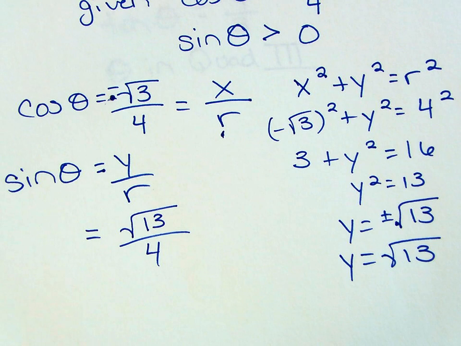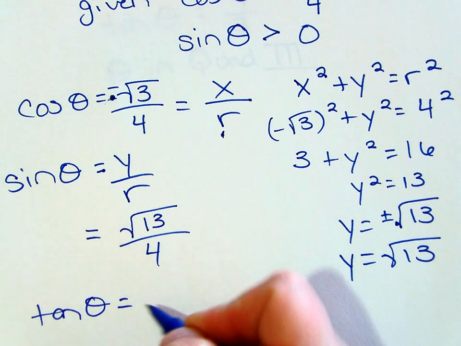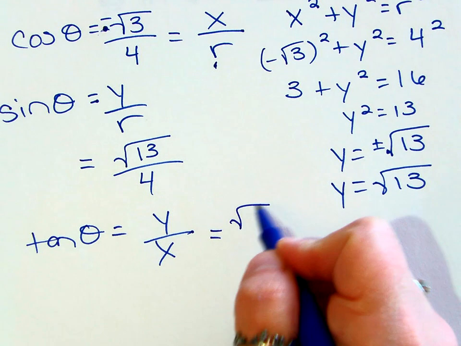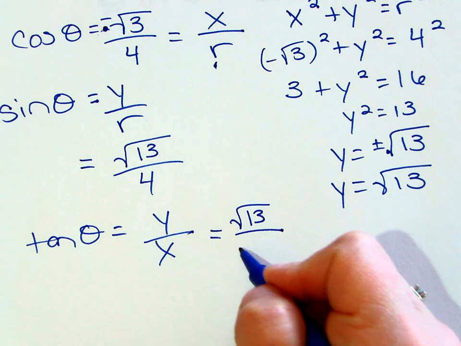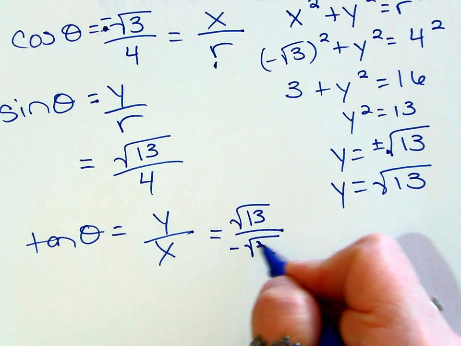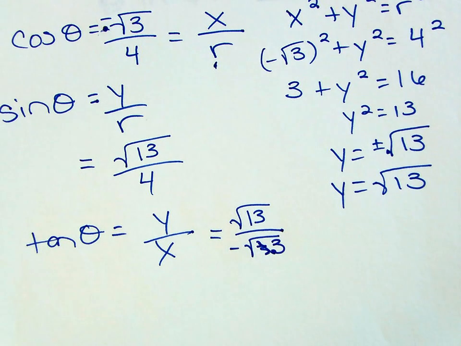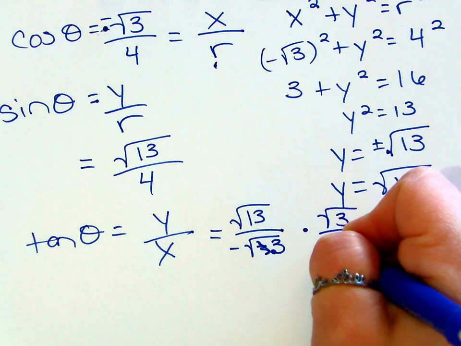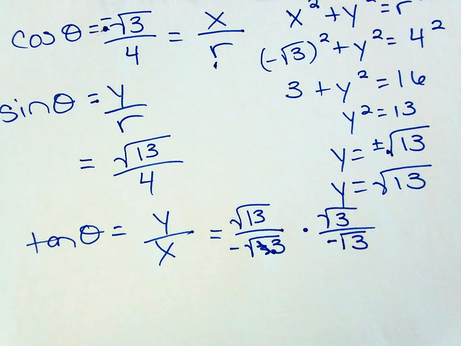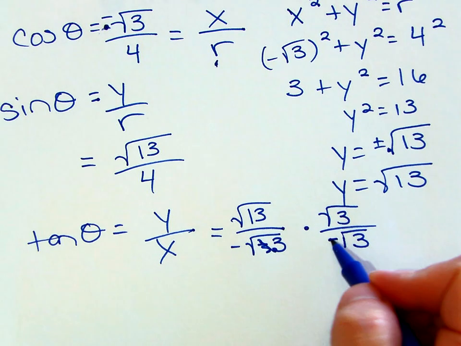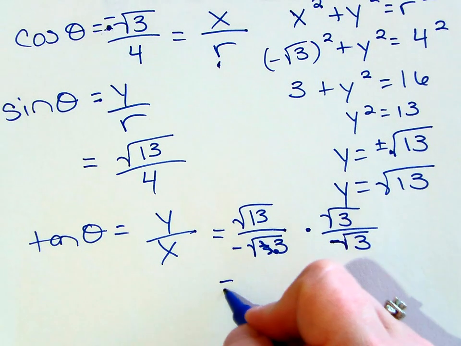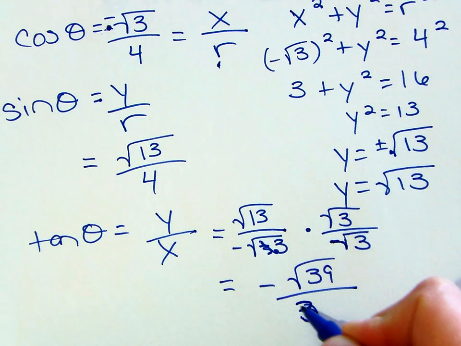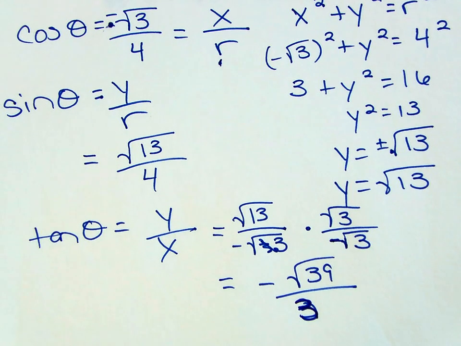Tangent theta is y over x. Y is radical 13. The x is the negative radical 3. I'm just going to write x. We do have to rationalize. Sorry, I keep wanting to write radicals when I don't need them. 39 has no perfect squares in it, so it would stay that way.